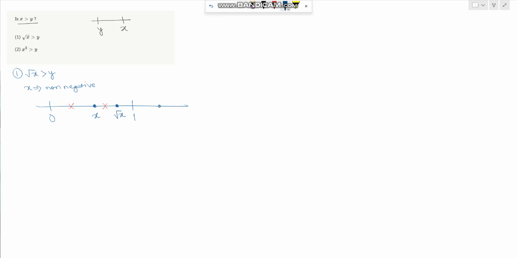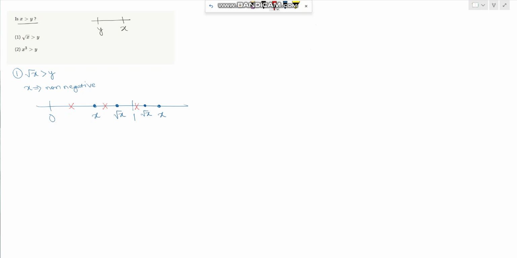So if x is greater than 1, let's say x lies in here, under root of x is a value which will lie to the left of x, which means under root of x will be a value which will be less than x. And the statement tells us that the under root of x is greater than y, which means y will lie in here. Again, y will lie to the left of under root of x, and it can also be between 0 and 1.